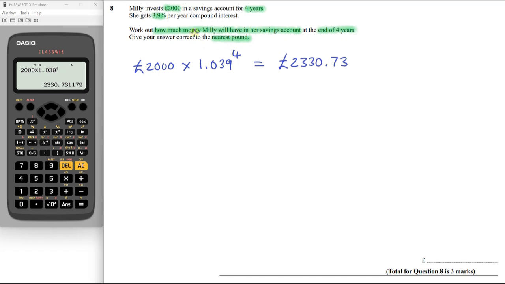So it says work out how much money Millie will have in her savings account at the end of 4 years. So if it said work out the interest, we would need to subtract this value from our current value in the account to work out the interest. But we're looking for the total amount in her account. So this is how much is in her account, which is what we're looking for. But we need to give our answer to the nearest pound. So that's going to be £2,331 because we're going to round up.